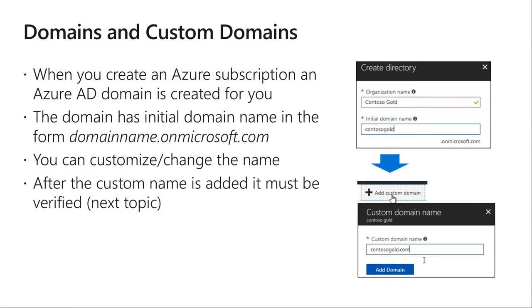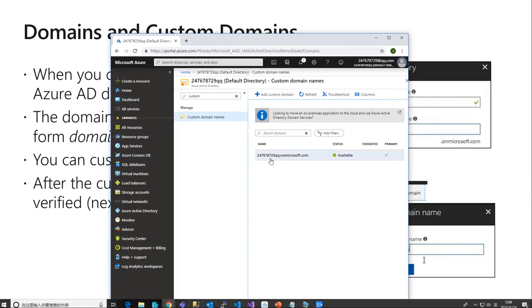So there are two domains. One is the initial domain, another one is custom. So the initial domain is the one given to you when you register for an Azure subscription. Similar as when you register for an Office 365 subscription, right? It asks you to provide a company name. So that name by default becomes the one that's displayed here, like contosogo.microsoft.com.